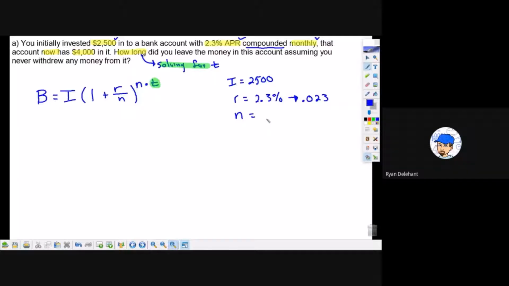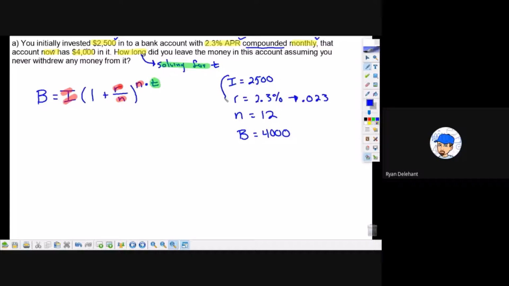How many months are in a year? There's 12. So that value is 12. And the account now has $4,000. So let's kind of go through and check off what we've got in here. We'll highlight it in red. So we know the R, we know the N, we know the I, we know T is going to be what we're solving for. So then this last number has to be the balance, because it's what we end up with after that amount of time. So this $4,000 is the balance.